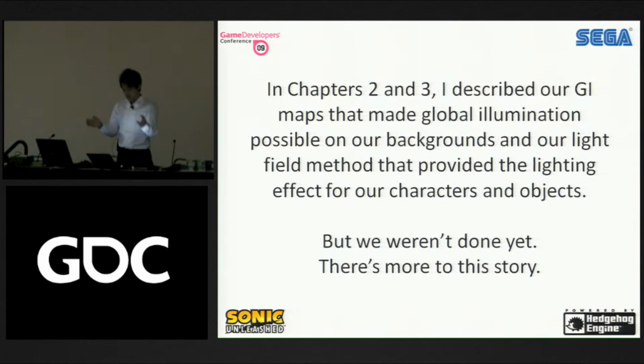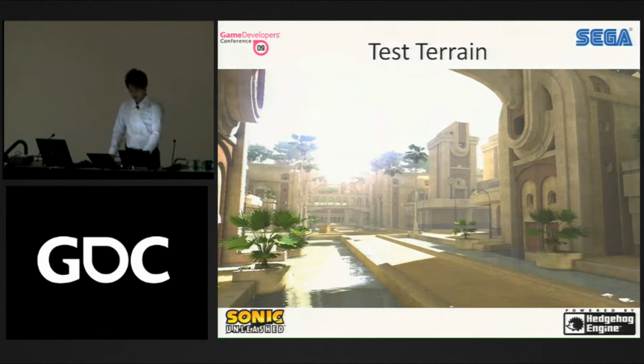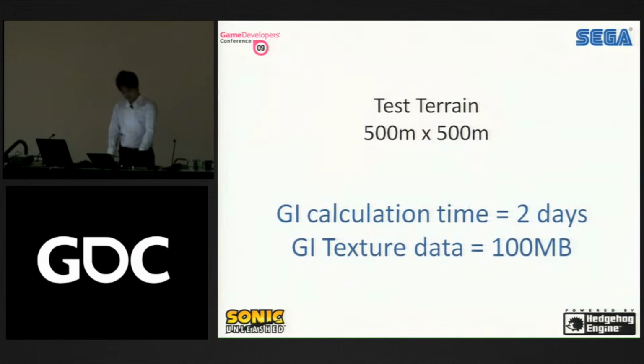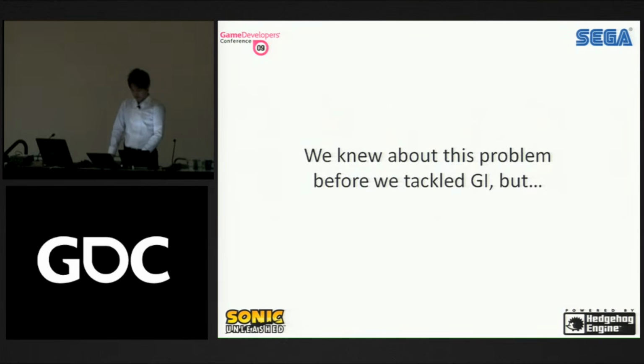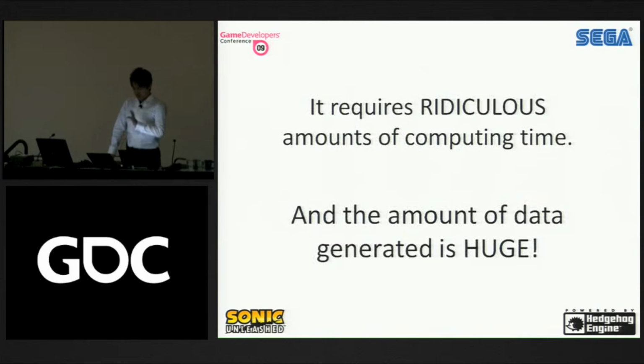Now, in Chapters 2 and 3, I talked about our GI maps and light field methods and global illumination as well. But just having that doesn't mean that we were able to achieve what we wanted. In fact, that portion wasn't the most difficult portion. Now here's the test terrain. This is 500 meters by 500 meters. And when we actually calculated this, on one PC it took 2 days. There were approximately 100 megabytes of GI texture data.